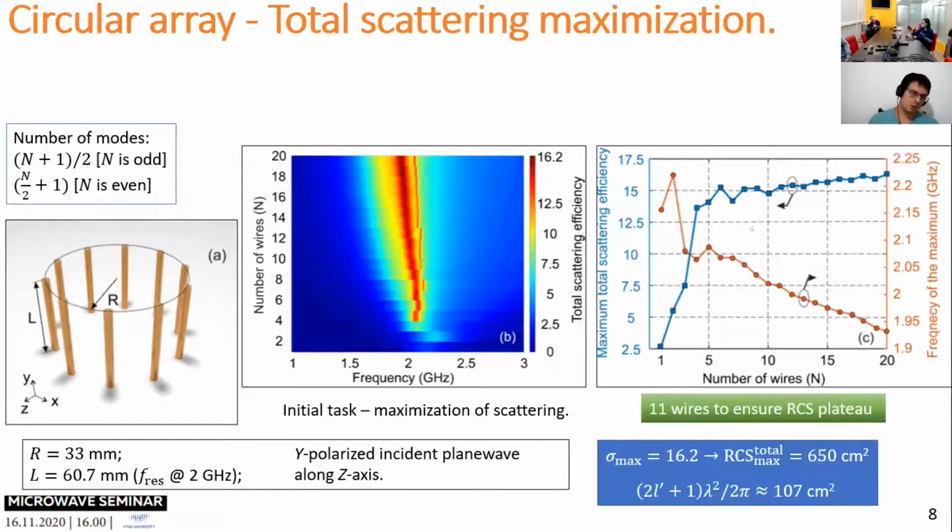Well, I'm not sure that I got it absolutely correctly, but what do you mean by very long? We have lambda over two dipole, yeah? What is the incident wavelength here? You see that we are working in the frequency band from 1 to 3 gigahertz. At the point where we have the resonance, it is a lambda over two dipole. So the wavelength is two times larger than this dipole. So at 2 gigahertz, it should be around how much, sorry?